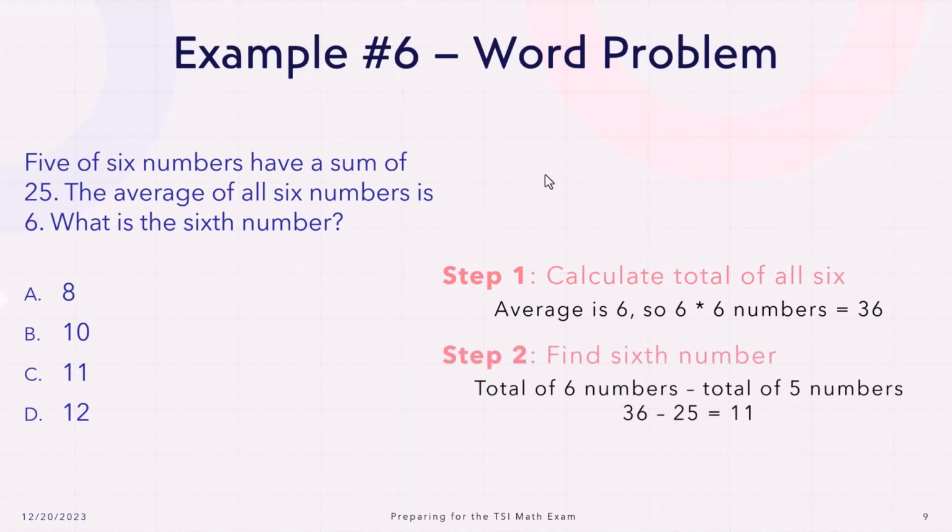Now we're given the fact that the 5 of the 6 numbers have a sum of 25. So we're going to subtract the total of the 6 numbers minus the total of 5 numbers, which is 36 minus the 25, and that gives us the 6th number of 11, which is answer C.